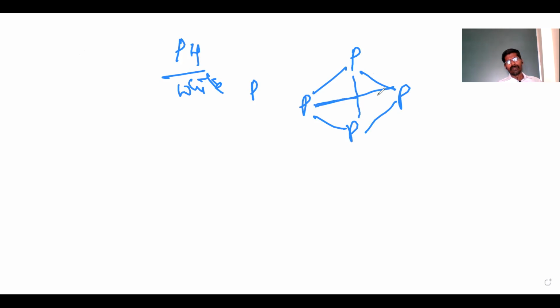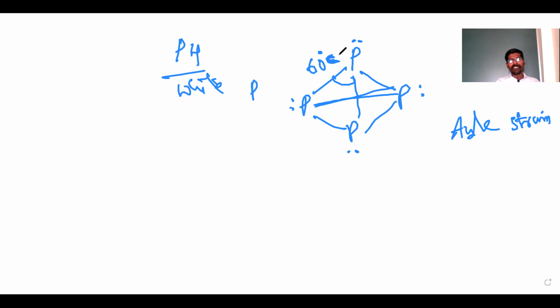This is the bond connected with the phosphorus atom. Here it has a lone pair of electrons, and here also a lone pair of electrons, and here also, and here also. These molecules suffer from angle strain. So its bond angle is 60 degrees. Is it clear now? 60 degrees bond angle.